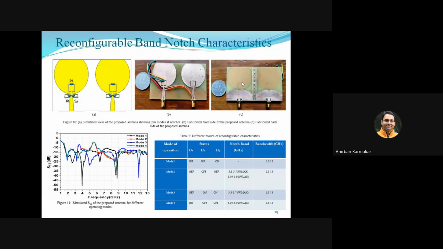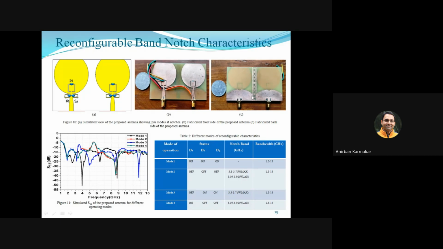So here the complete fabricated prototype of our antenna we have shown. You can see this is the back side of the antenna and this is the front view of the antenna. You can see PIN diodes are soldered over here in this notching structure. The same type of PIN diodes should also be soldered over here, but for experimental purposes, we have used only one antenna for the same.